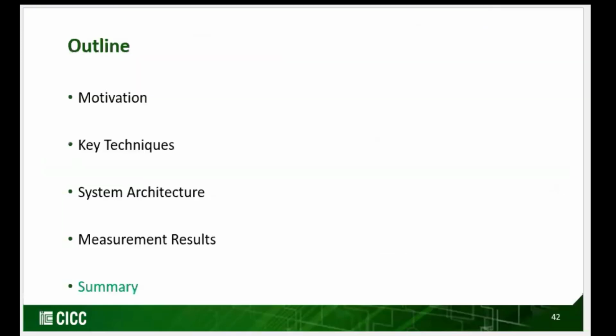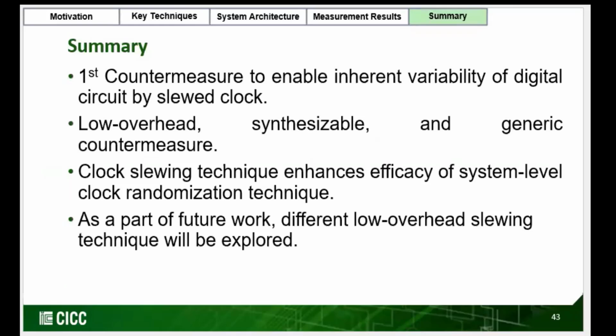Now I will summarize the key outcomes. This is the first countermeasure to enable inherent variability of digital circuit by slewed clock. This is a low overhead, synthesizable, and generic countermeasure. Clock slewing technique enhances the efficacy of system-level clock randomization technique. And as a part of future work, different low overhead slewing techniques will be explored.